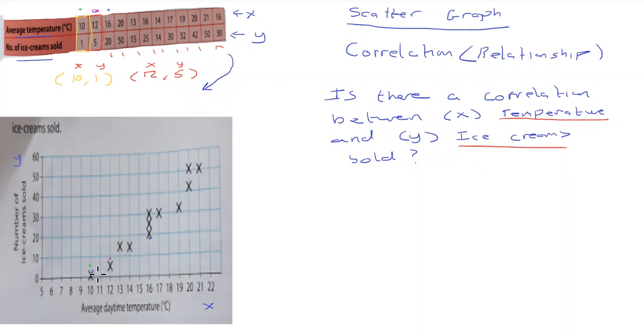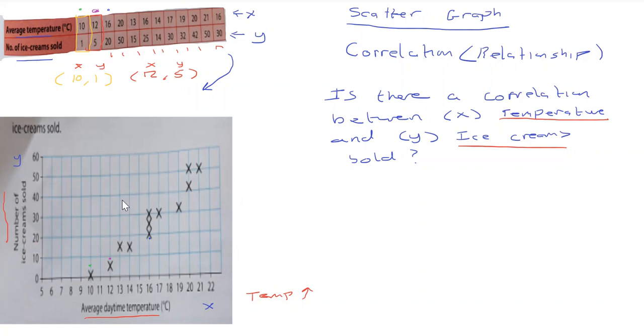So what we do is we plot all of these bivariate data points on an x and y graph. We label our axes, so for example x is the average temperature and y is the number of ice creams sold. We can see here, as we move from left to right on the x-axis, the temperature is going up. So in relation to temperature going up, what's happening to the y-axis? Is it going up? Is it going down? Is it staying level? What exactly is happening?